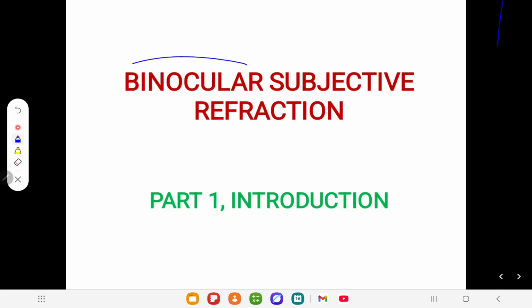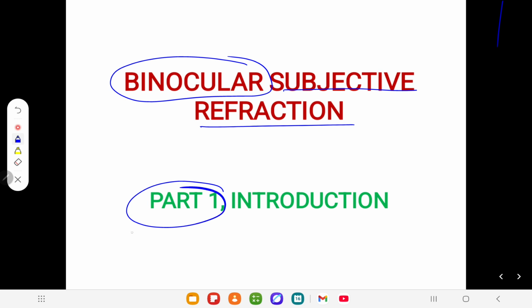Okay, we start binocular subjective refraction. Definitely, this is introduction part one. So, binocular subjective refraction and monocular subjective refraction. In case of monocular subjective refraction, in the final stages, that is binocular balancing, we use a little bit of binocular procedure. Otherwise, we always occlude one eye, isn't it?